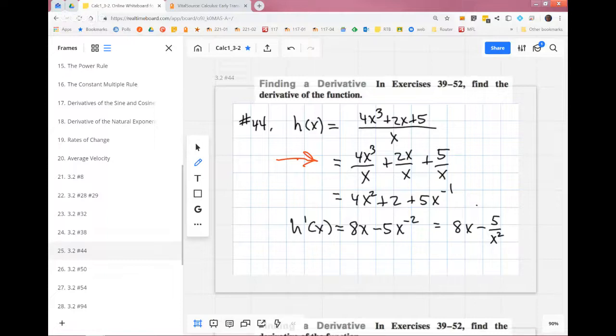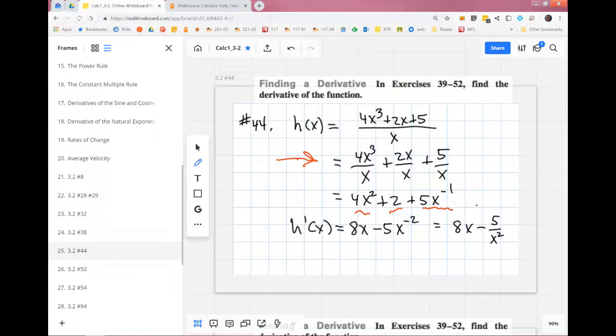All right, so the first term, what's 4x cubed over x? Well, that's 4x squared. What's 2x over x? That's 2. Uh-oh, what's 5 over x? Well, I don't know, but I can rewrite it as 5x to the negative 1 power.